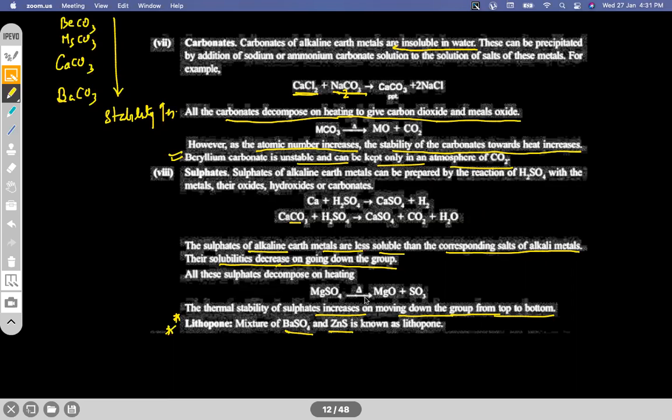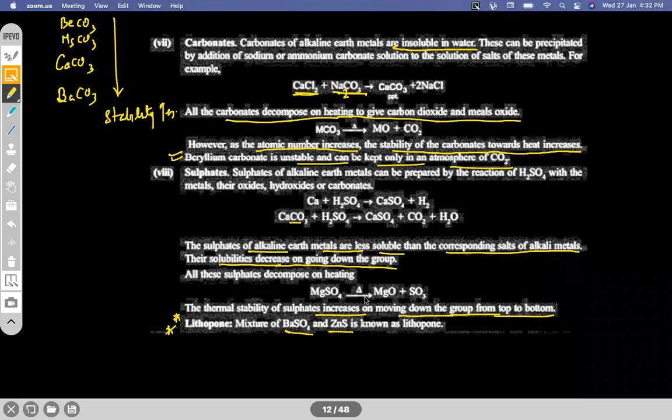Sulfates of alkaline earth metals are more stable than the sulfates of group 1 metals in terms of thermal stability, sir? I wanted to know the thermal stability of sulfates of group 1 and group 2, which is greater? See, left to right, if you go, the size decreases. Correct. Hence, the stability, if you see, alkali metals will have slightly higher stability than alkaline earth metals. Okay, sir.